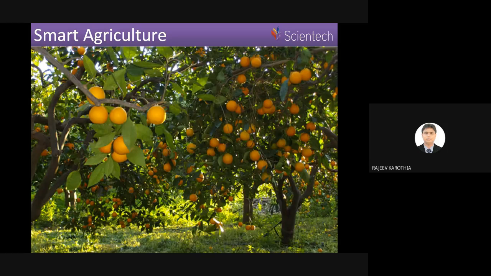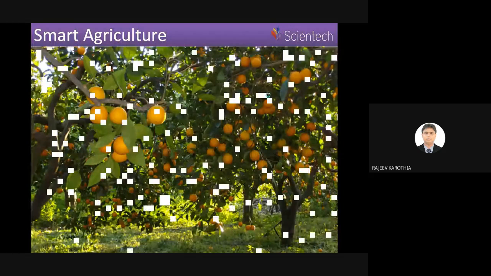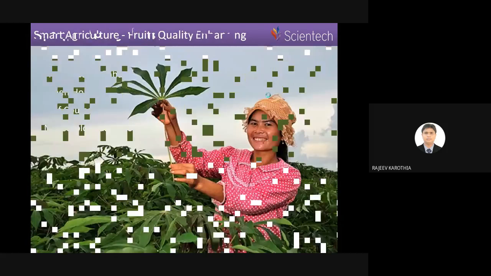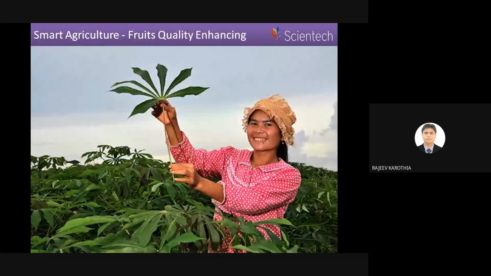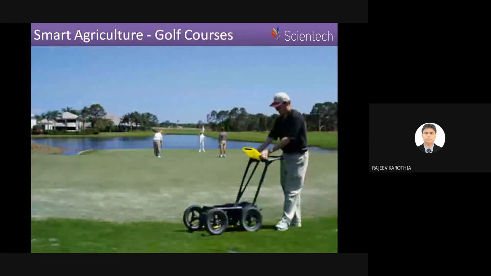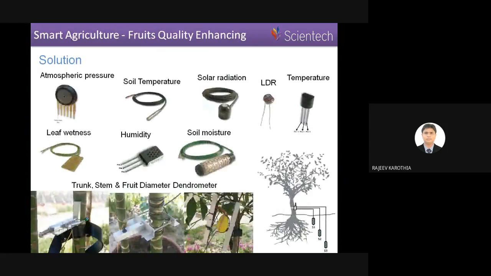So first of all we'll start with smart agriculture. In smart agriculture we have different segments like food quality enhancement, greenhouses, golf courses, meteorological stations, and compost management systems. So these are the different application areas. I'll go fast because there are a lot of application areas where we can implement IoT. But what are the things we need to make all these areas smart? These are some different sensors.